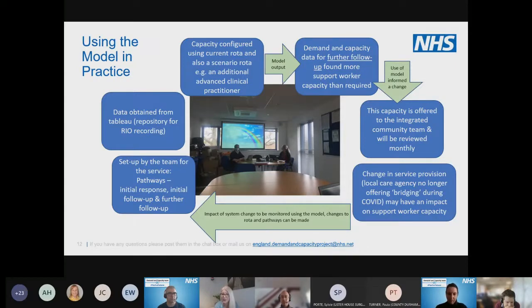For anybody that's working in the community at the moment, we know that's drastically changed, and actually those staff members have come back into the team now and are supporting patients along that follow-up pathway. But that's just an example of how they use the model in practice.